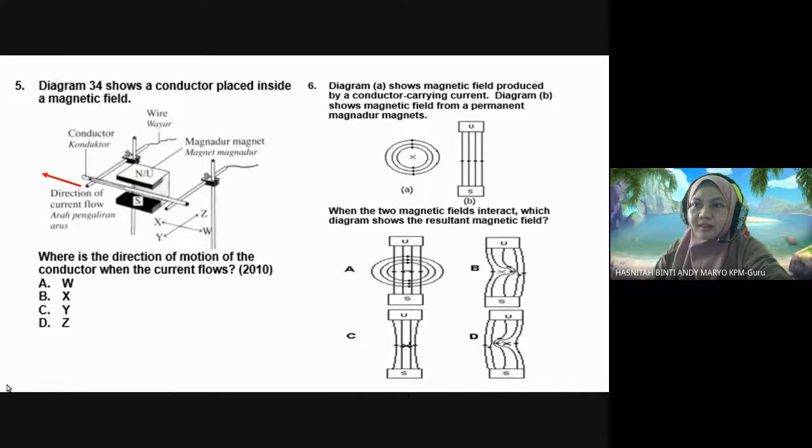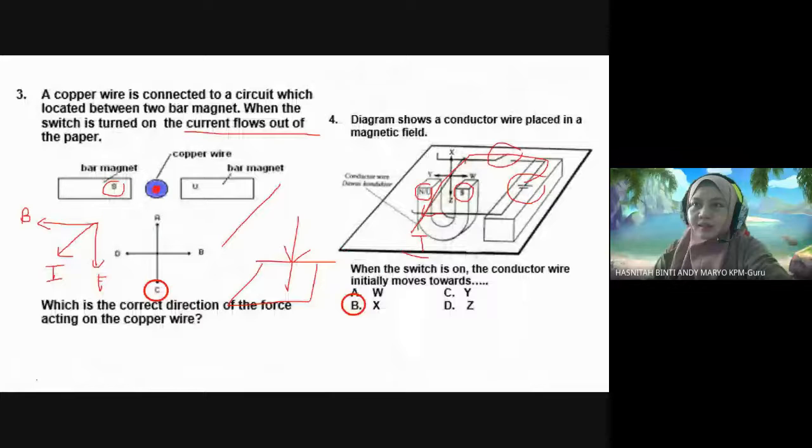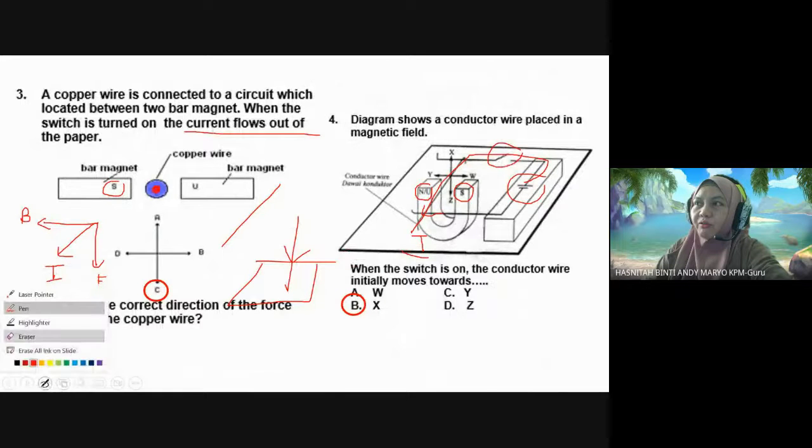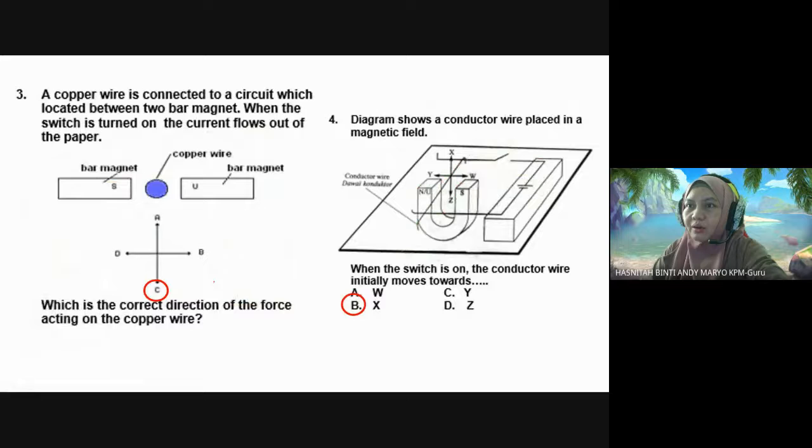Okay, we check back number 4. Number 4 is also the same. You look also. Okay, the concept is just the same. We check, this is our terminal. Okay, so we understand the current flows to the front. Okay, the current flows to the front means it flows out.